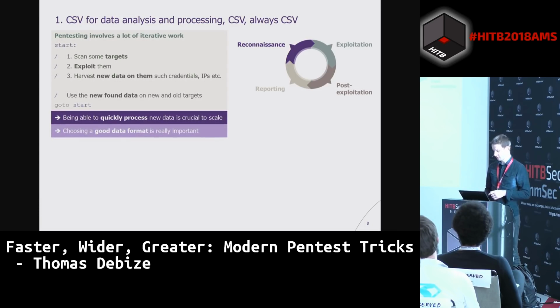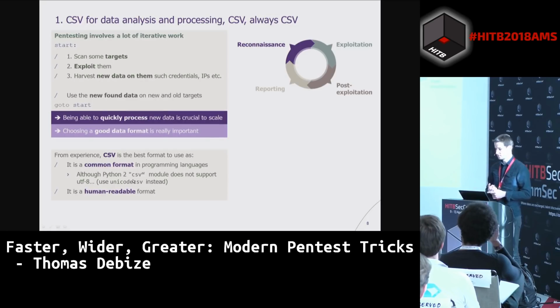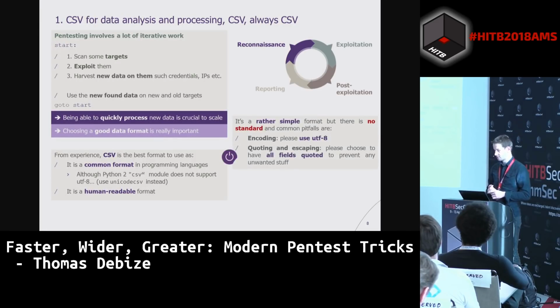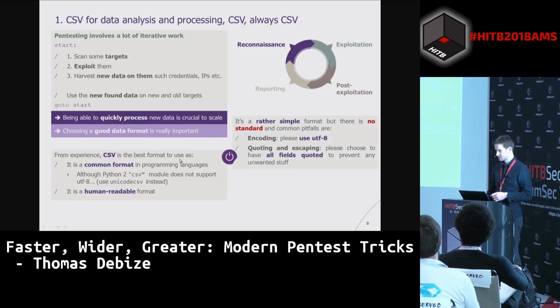And so you have to choose a good data format. The universal and the simplest data format is CSV. It is a common format in different programming languages. Even Python has some problems. Python 2 has some Unicode problems with it, so you have to take care of it. Hopefully, the unicodecsv module manages the UTF-8 encoding. It's a human readable format, so goodbye JSON and goodbye XML. It's a rather simple format, but there's no standard, so you have a lot of different CSV types. Some few rules for encodings: please use UTF-8.